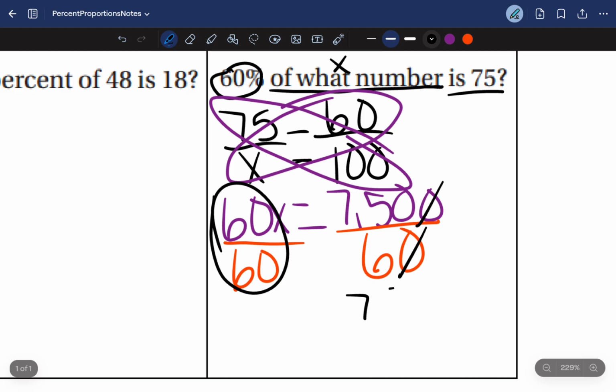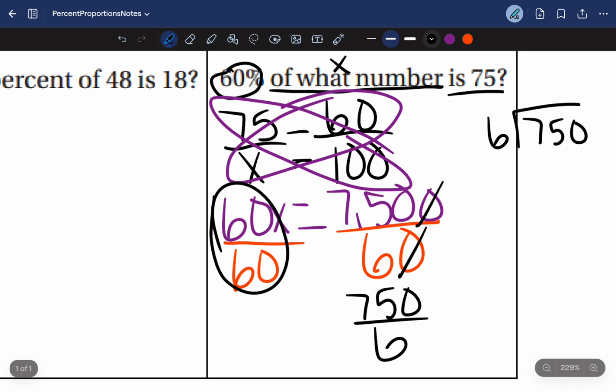So now I'm just left with 750 divided by 6. I would still get the same answer if I did 7,500 divided by 60 versus 750 divided by 6. It's just powers of 10, and all I did was divide both these numbers by 10 first. Okay, so I'm going to set up for long division here. I'm going to put 750 in the house and then 6 on the outside.